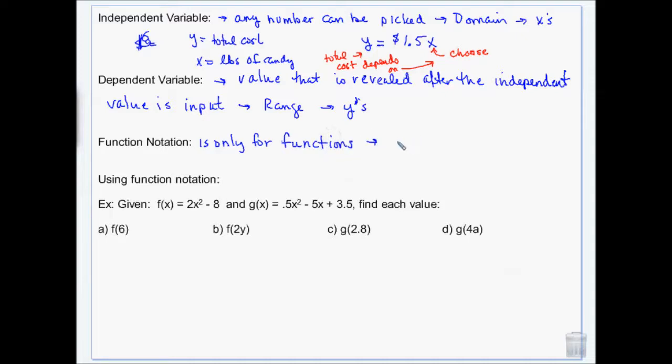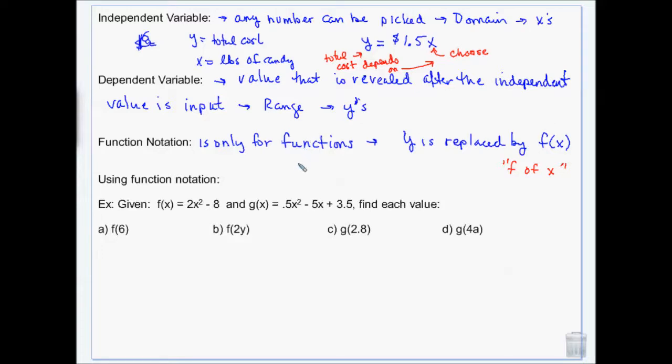And so if you see this, you know for a fact you have a function. And so what happens is y is replaced by f of x. This is called f of x. And what this says is, when you see f of x, it's saying this equation is a function of the variable x.